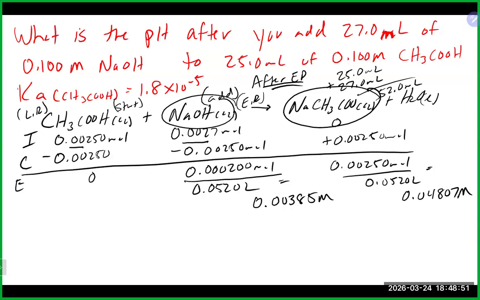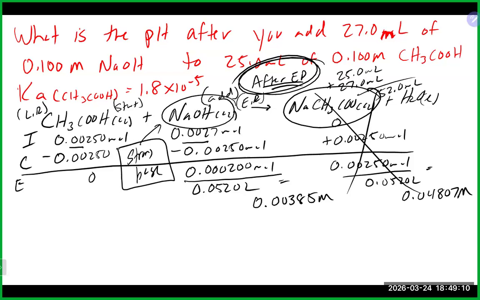At this point, you have this one left over and this one. Once again, this is not a buffer, but we do have a salt that will go through hydrolysis. And we also have our sodium hydroxide, which is a strong base. Because we know we're after the equivalence point, we are always going to ignore the contribution of the salt. We are going to look at the strong base as our major contributor. That means this should be our hydroxide concentration.